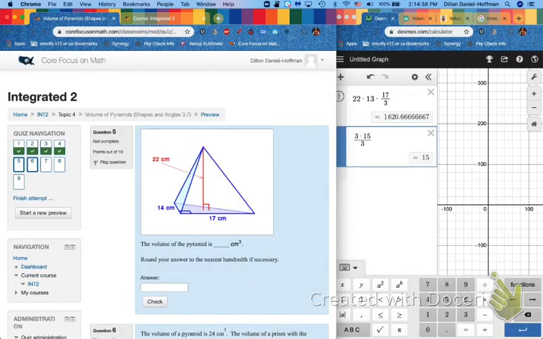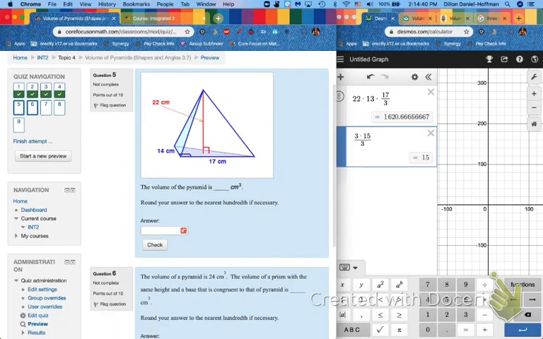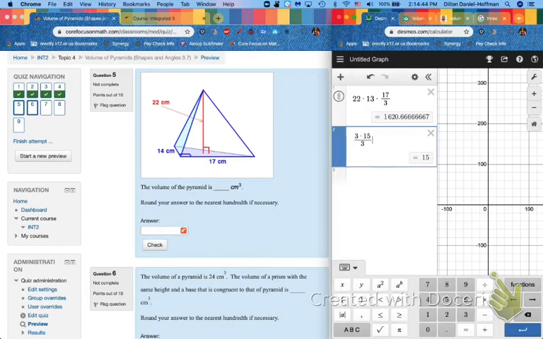Ooh, this is the one I was previewing before we started. We have a base for the first time that's a triangle. Meaning, yes, we are going to multiply our first 3 numbers together like we've been doing. 22 times 14 times 17. But we're not just going to divide by 3, because that would be a square.